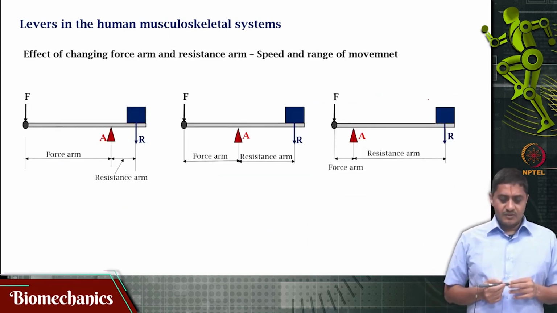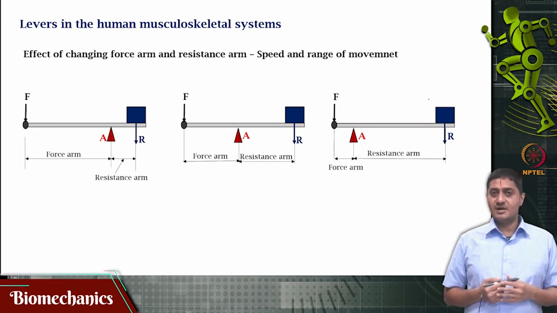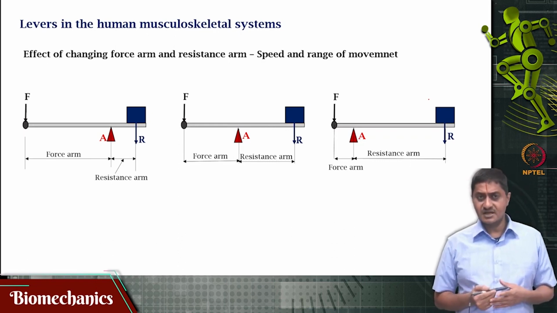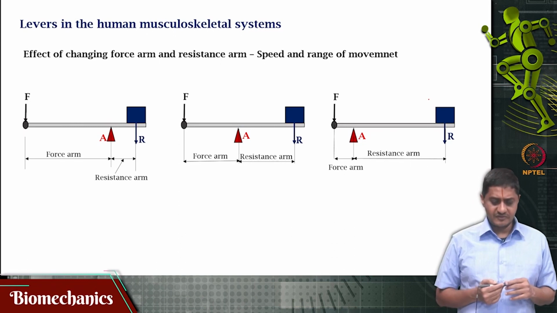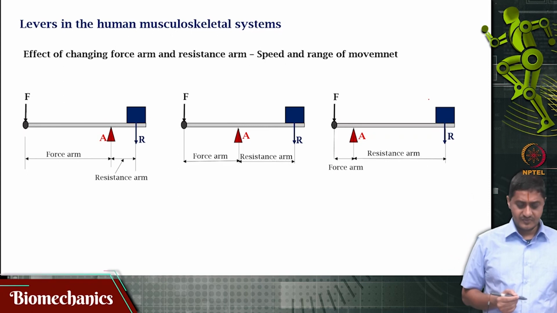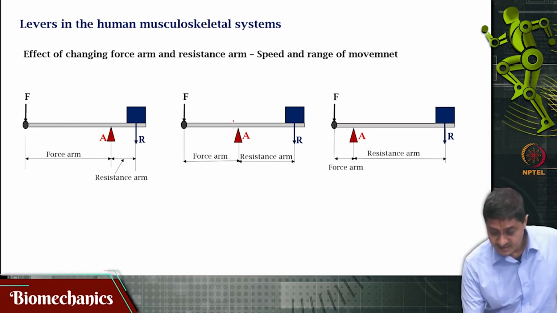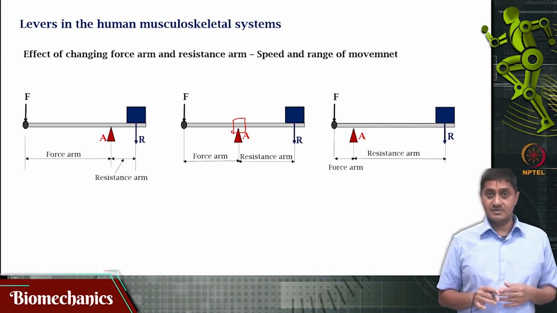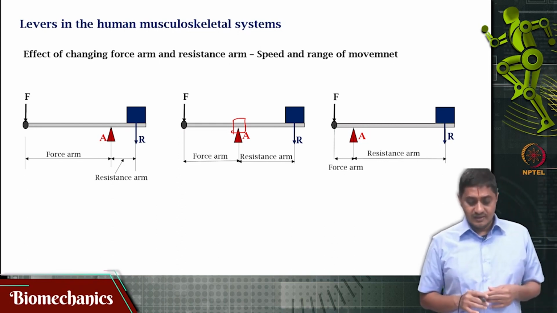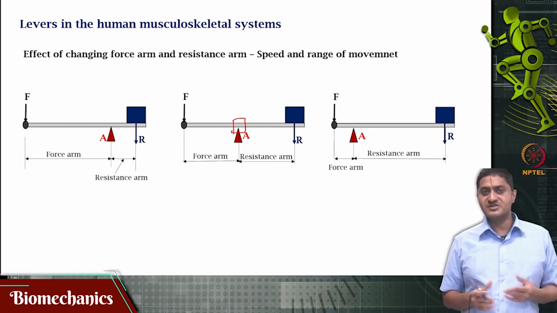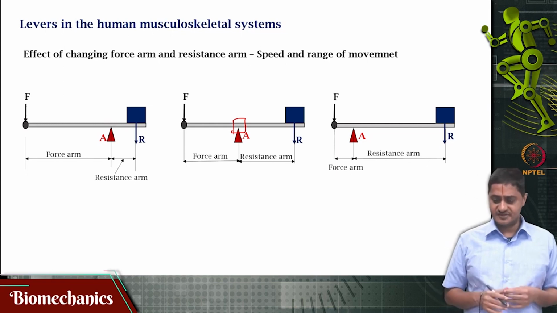Now, suppose I have a situation in which I can change the force arm and the resistance arm as I wish. Let us consider a simple case of a class 1 lever, where I can move the axis of rotation. If the axis is exactly in the middle, such that the force arm and the resistance arm are equal, an equal amount of force will be required to overcome a specific resistance. Obvious.